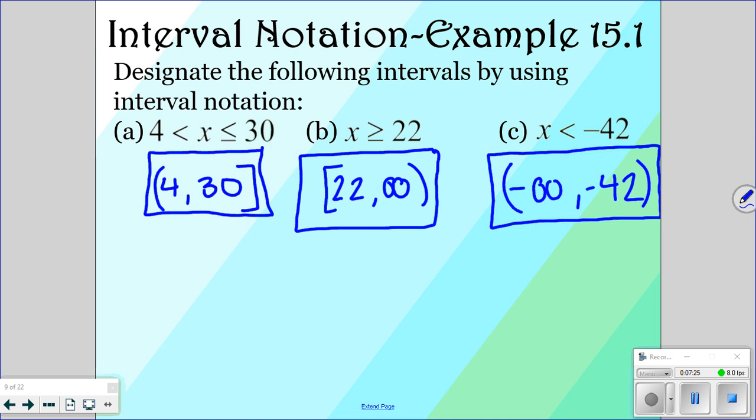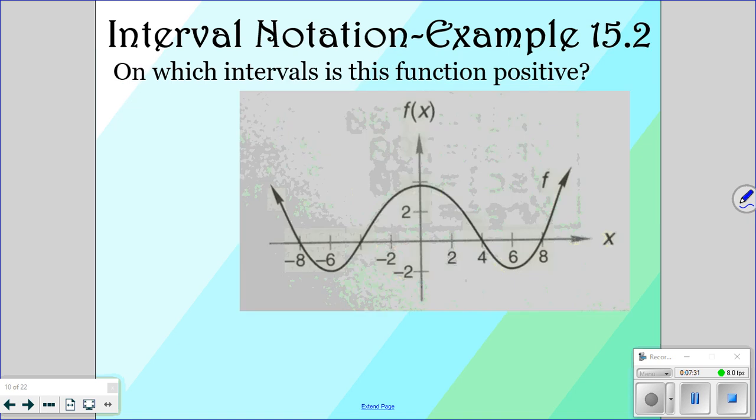Hopefully, as you practice, it'll get a little bit more natural. It's not a terribly difficult concept. You just have to remember the rules. All right, so on which intervals is this function positive? So we're going to practice interval notation, and we're going to try and figure out where a function is positive.